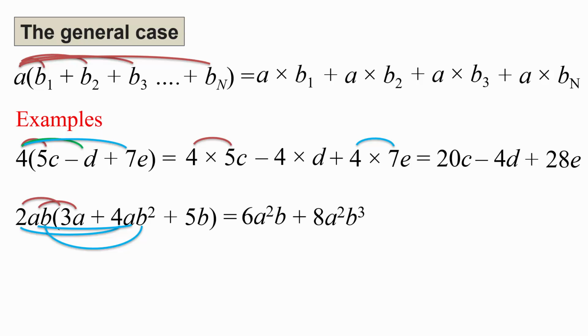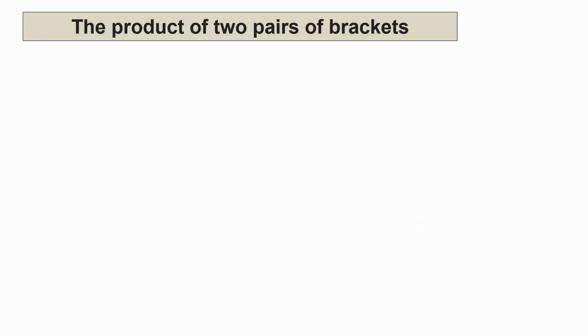And finally, expanding the next part, 2ab times 5b, we have 2 times 5, which is 10. A times a is there on its own, and b times b is b squared. Okay, so we've dealt with one pair of brackets. Let's see the situation for 2 pairs of brackets.